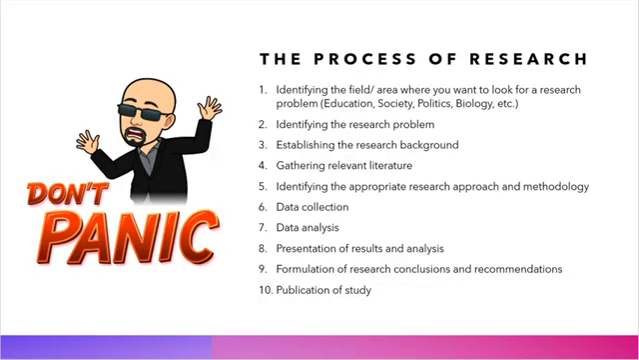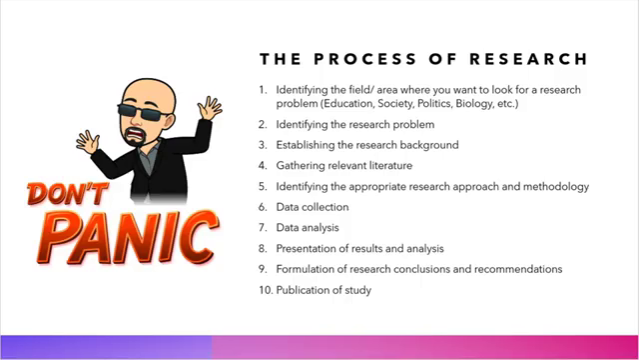The process of research is usually quite long, and it begins with the identification of the field or the area where you want to look for a research problem. This is usually where it begins. I want to create a research in the field of education, or in the field of politics, or I'd like to make a biological research, or a research in the field of physics. This is usually step number 1.